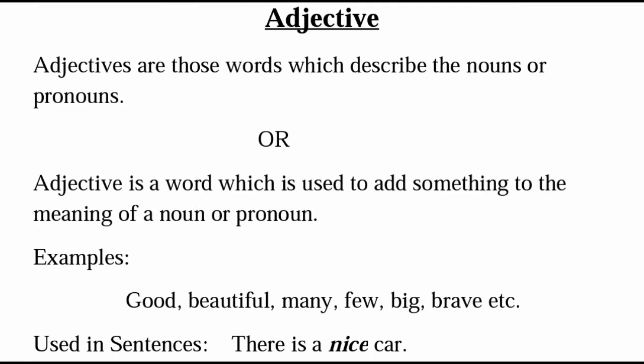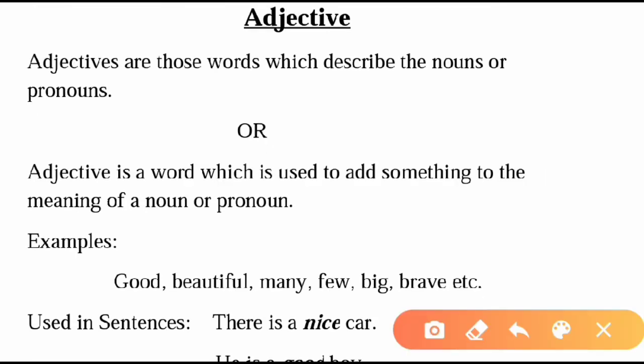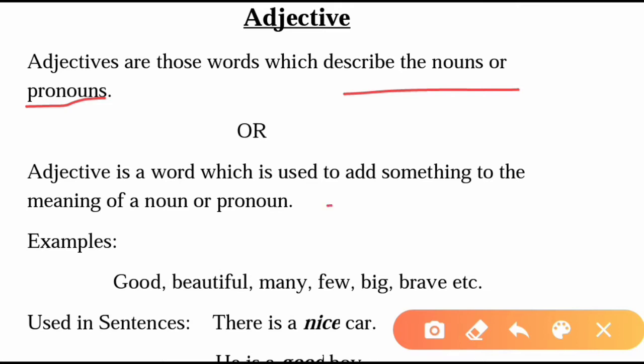The first is: adjectives are those words which describe the nouns or the pronouns. So adjectives are basically words describing the noun, or it could be a pronoun. Or in other words, you can say an adjective is a word which is used to add something to the meaning of a noun or pronoun. It gives you more, or additional, information about the noun or pronoun. So this is the simple definition of adjectives. Basically, adjectives are the words that give you additional information or describe a noun or pronoun.